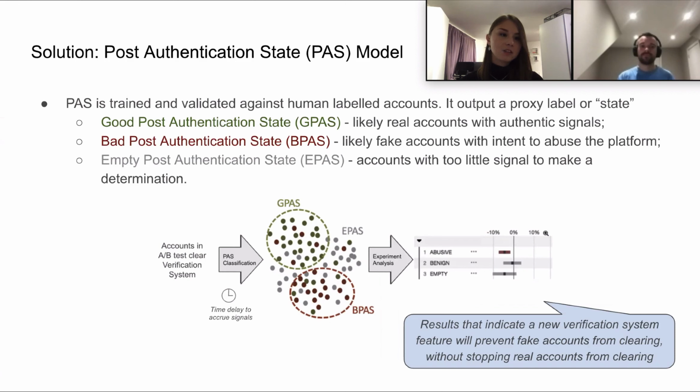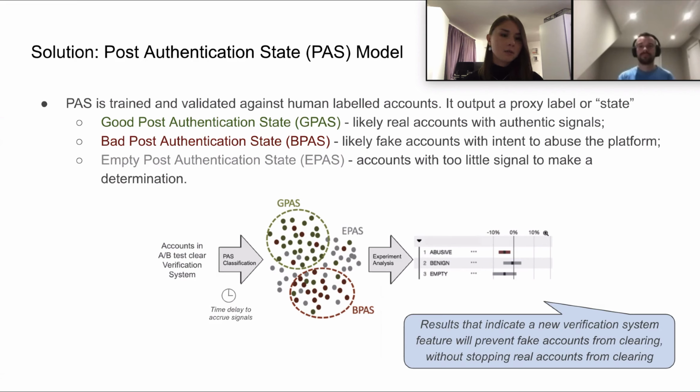PASS is a decision tree model which aims to emulate human labeling decisions, ultimately in assigning an account a proxy label. PASS is trained and validated against sets of human-labeled accounts using out-of-the-box classifiers based on the CART recursive partitioning algorithms, such as the scikit-learn decision tree classifier.